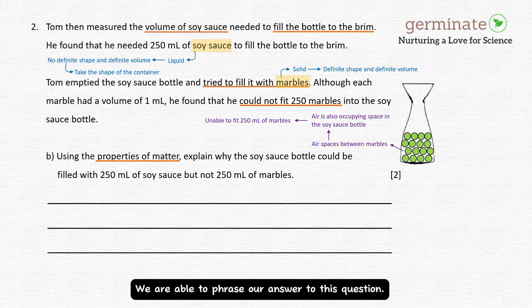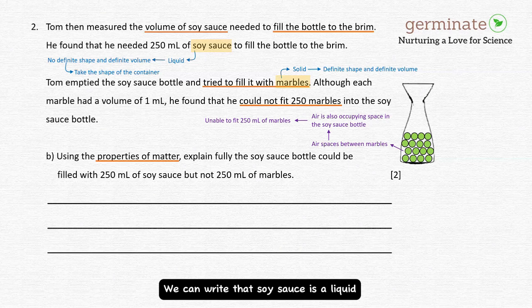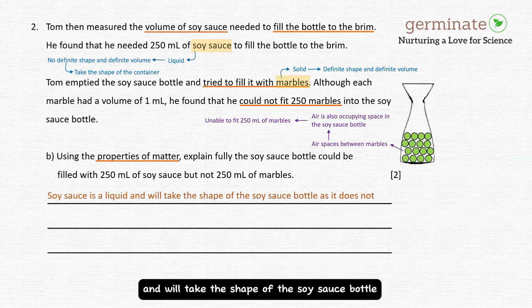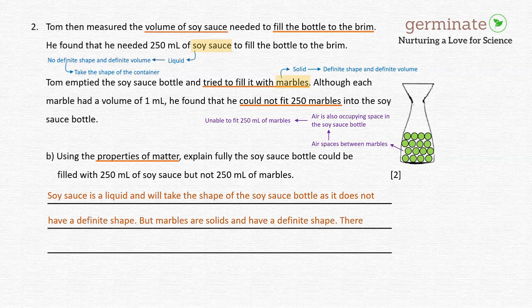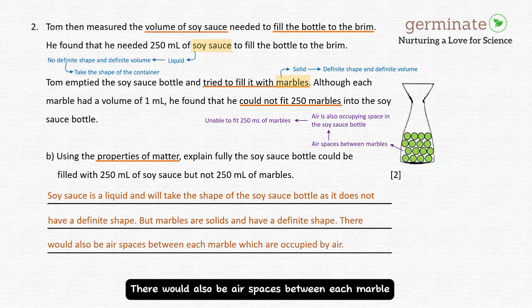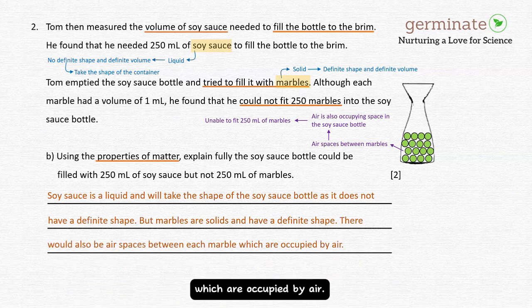Now that we have fully examined the question and written down our annotations, we are able to phrase our answer to this question. We can write that soy sauce is a liquid and will take the shape of the soy sauce bottle as it does not have a definite shape. But marbles are solid and have a definite shape. There would also be air spaces between each marble which are occupied by air.